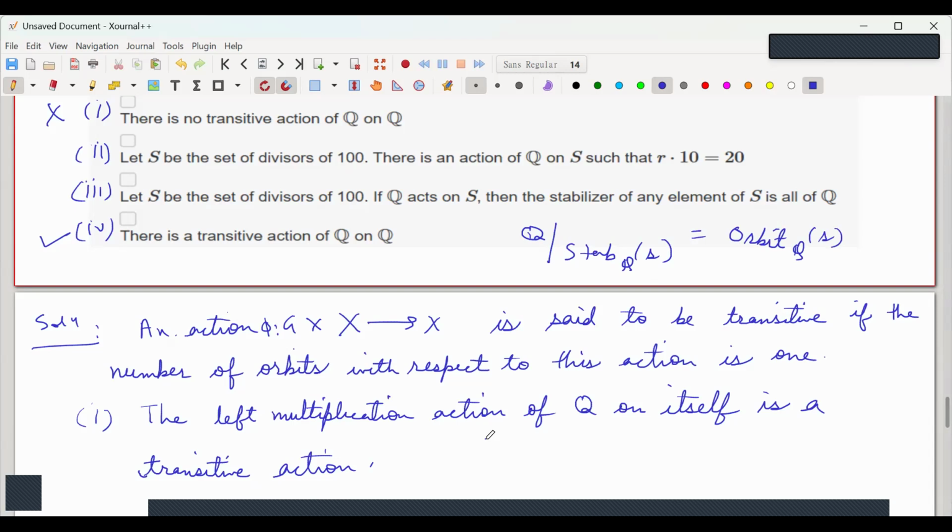And the stabilizer is always a subgroup. So what are the possibilities for subgroups of Q? Any idea?